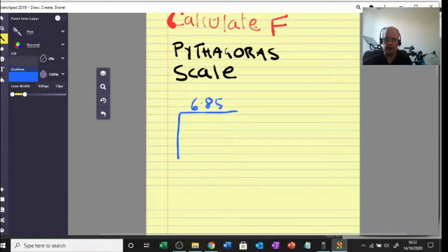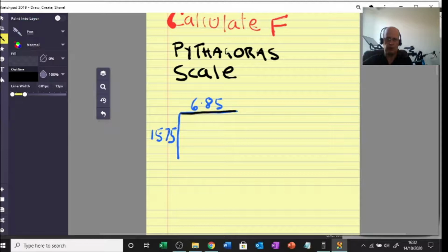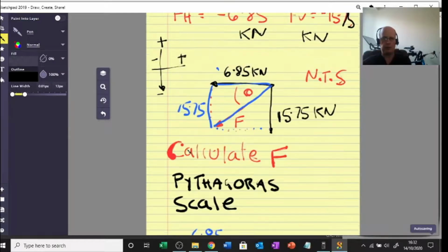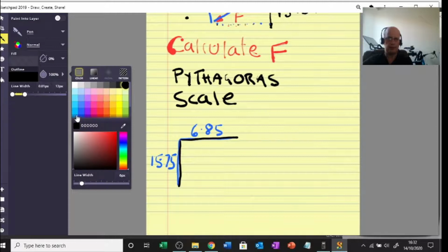6.85, just a length, all right? 15.75. Obviously, they're forces, but for this we could just treat them as a length of a triangle. 6.85 and 15.75. Because this length here is 15.75, which means this has got to be 15.75. We could draw this length in here. That's got to be 6.85 as well. Just my triangle.